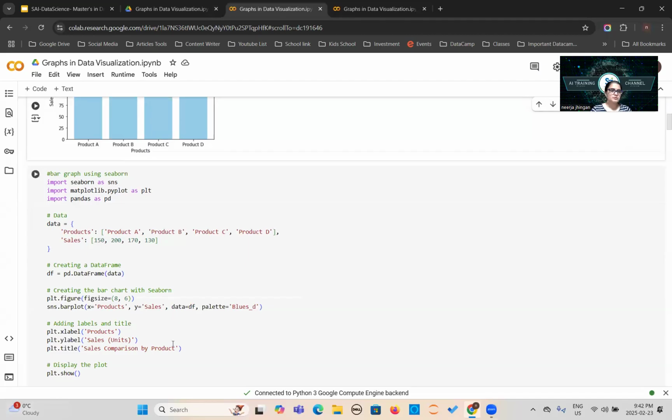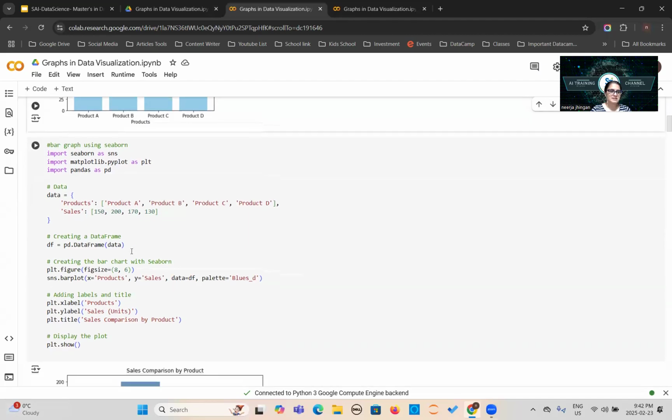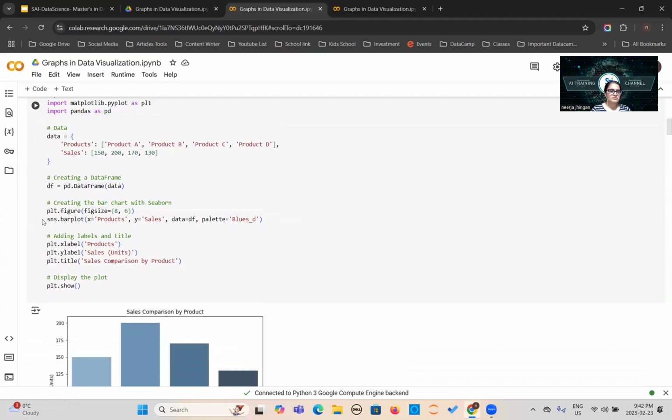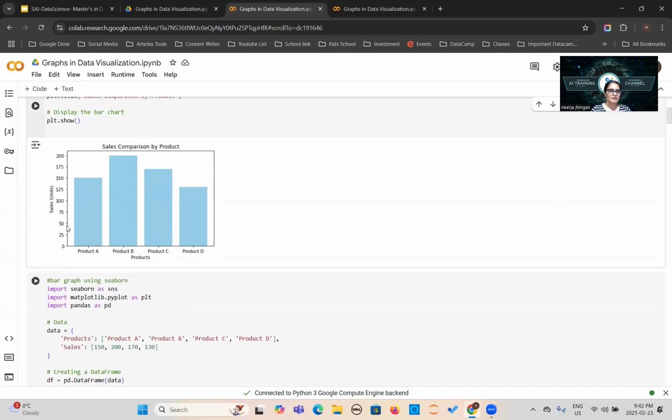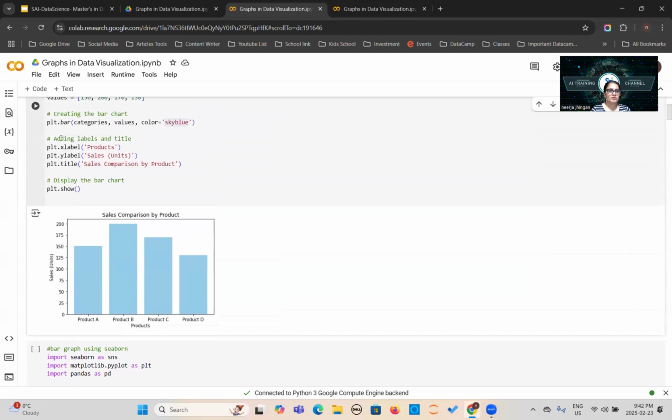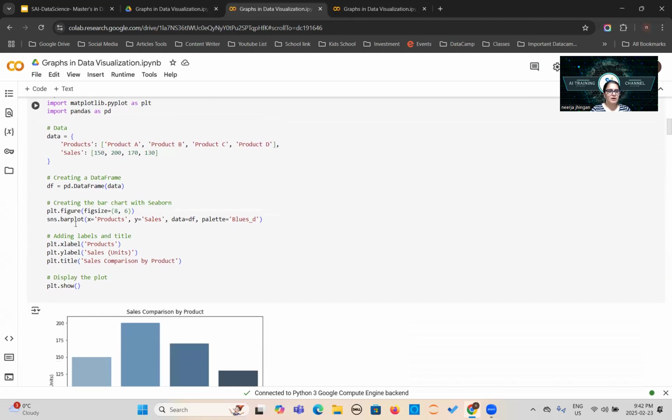Okay. Here I'm using pandas to generate the data set. And then I have just said sns.barplot. But in Matplotlib, you were using plt.bar. Here you will use barplot. And here the way to pass the values is different. You will say what you want to show on the x-axis, x equals products, y equals sales, what you want to show on the y-axis, and then you need to pass the data frame as well with the data variable. Okay, and this is a palette.